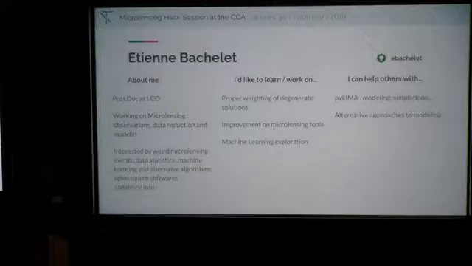Here I would like to learn how to properly rate the degenerate solutions, and also improve on microlensing tools and machine learning exploration. And I can help with SpyDema and some alternative approaches for modeling.